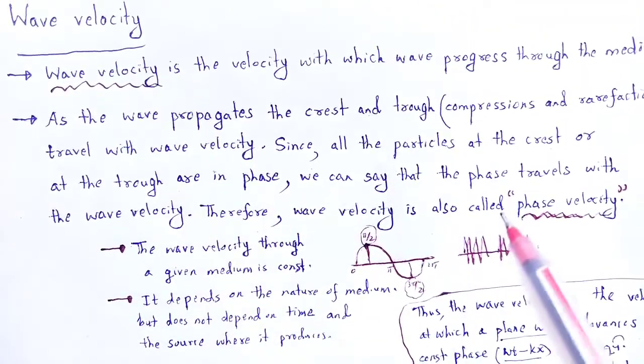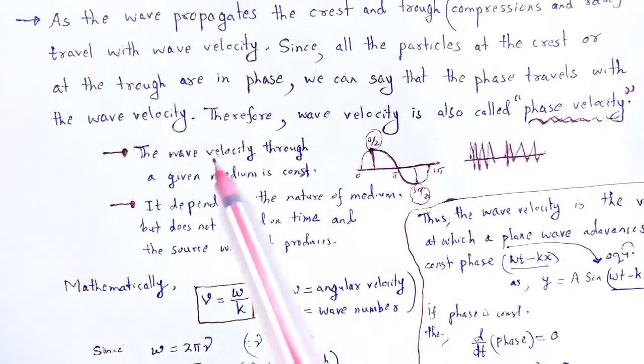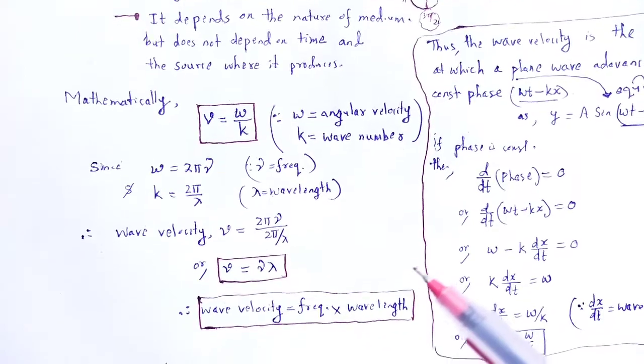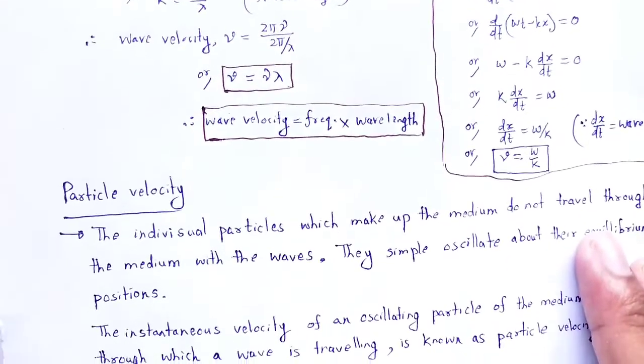Wave velocity, which is known as the phase velocity. Some key points regarding wave velocity and its mathematical representation. Next, particle velocity.